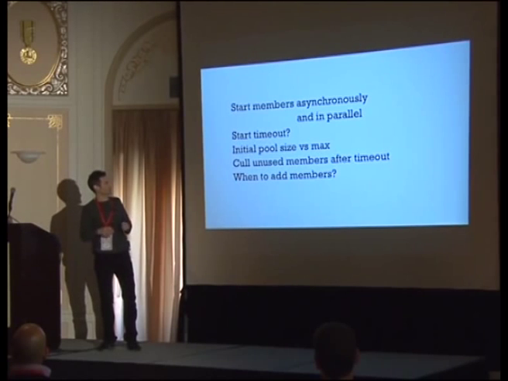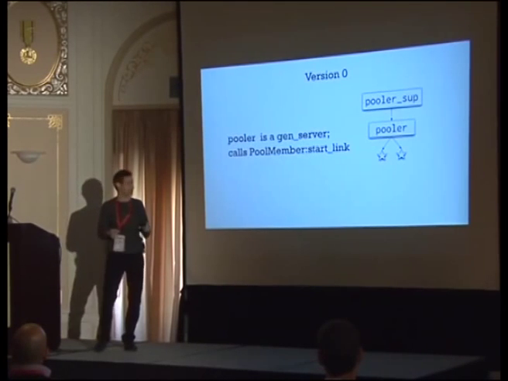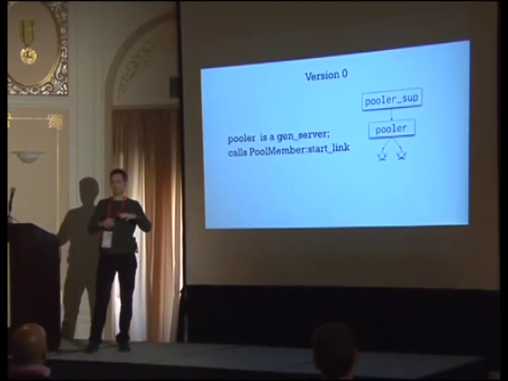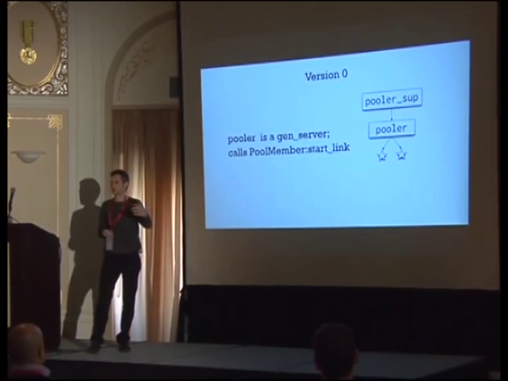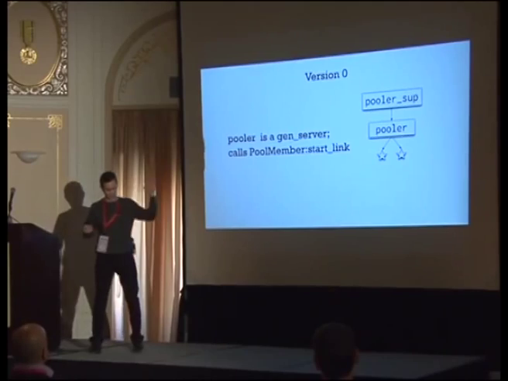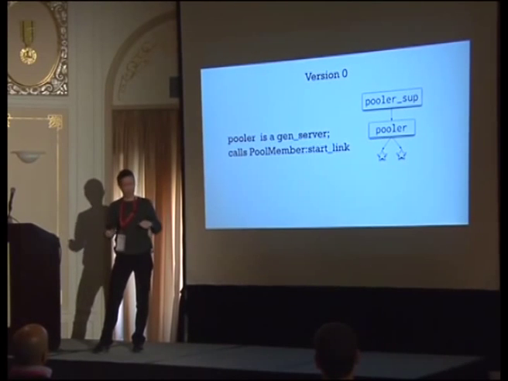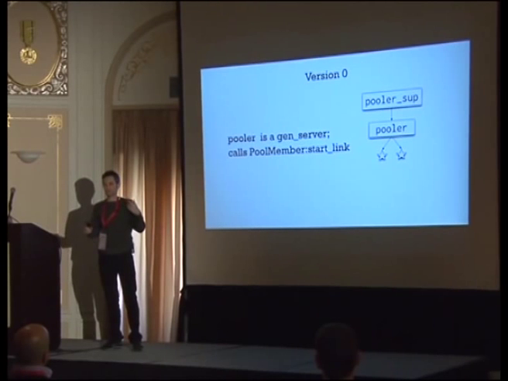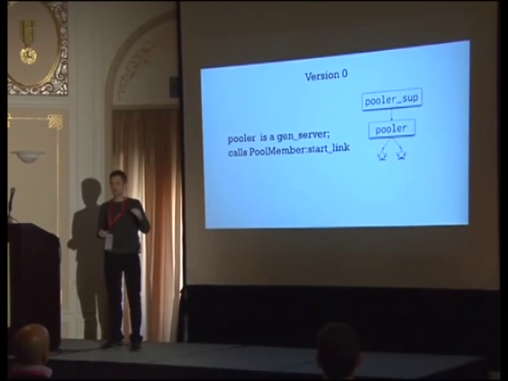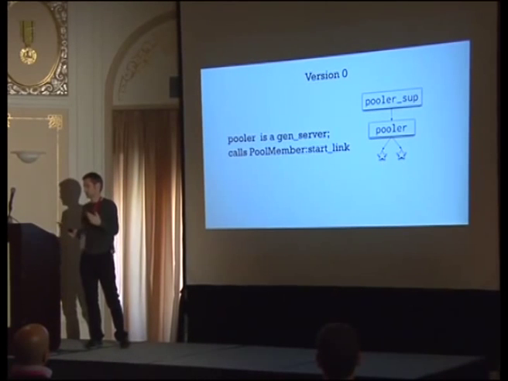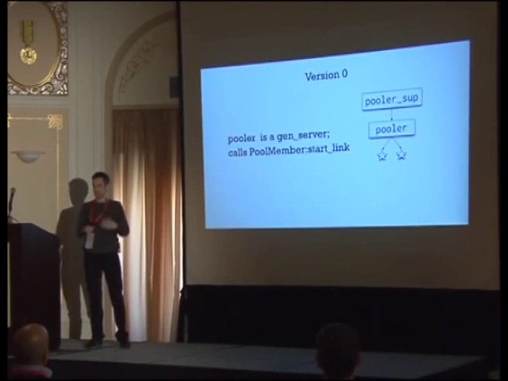Some of the first part is for illustration purposes, but there you go. Imagine version 0 as not something that we actually used, but just a first attempt. You've got a pool supervisor, pooler soup, at the top level, and a simple gen server, pooler, that contains the state for which members of the pool are in use and which are free. You talk to this gen server to check out a member and check in a member.